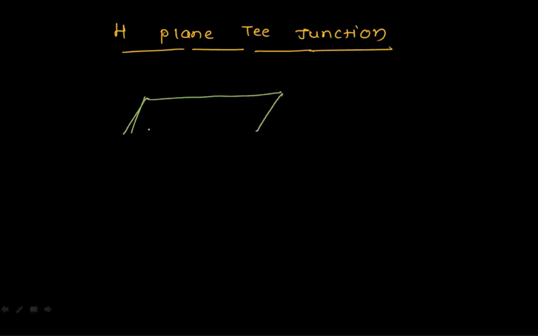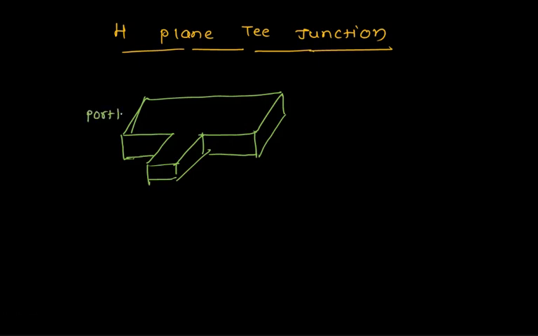Okay, this is your waveguide, and you are connecting a junction here. So I can say this is your H-plane T, how it looks like. I'm just trying to give you the exact idea how this particular junction looks like. So this particular structure will be called the H-plane T. Here I can say this is my port 1. Always the collinear ports are named as port 1. This will be your port 2.